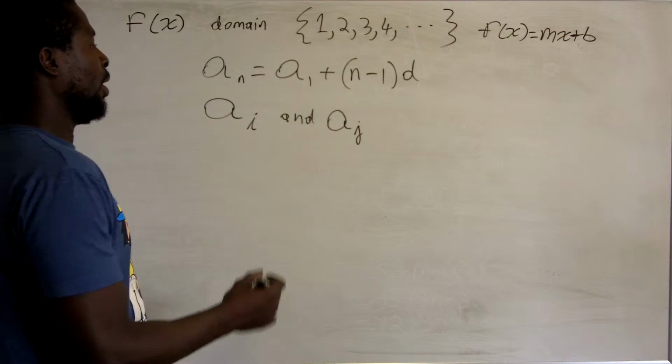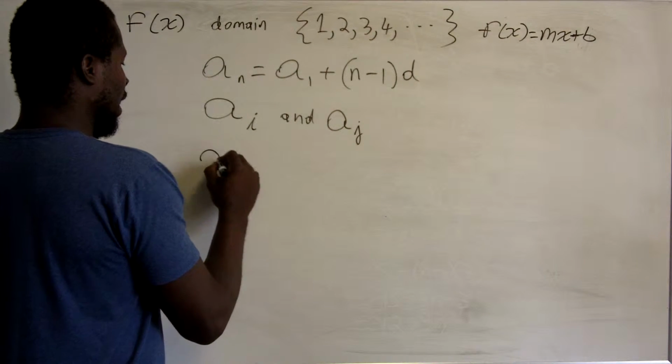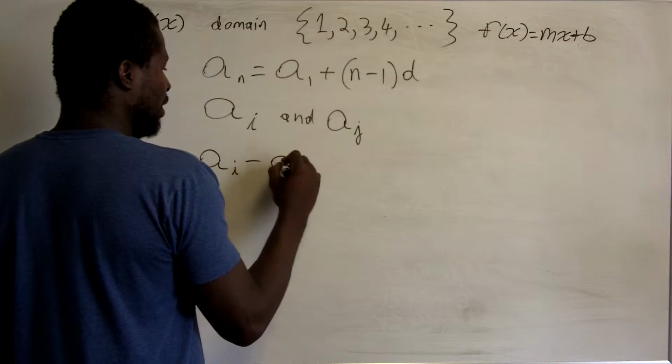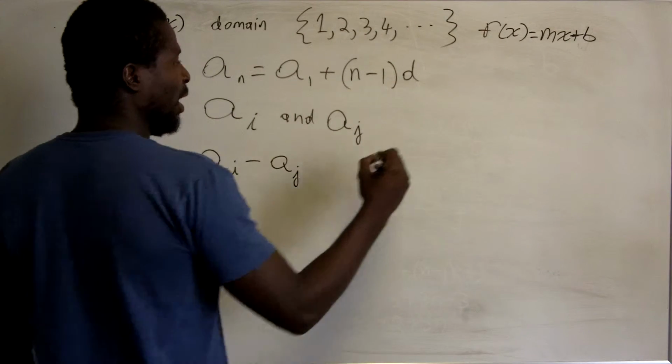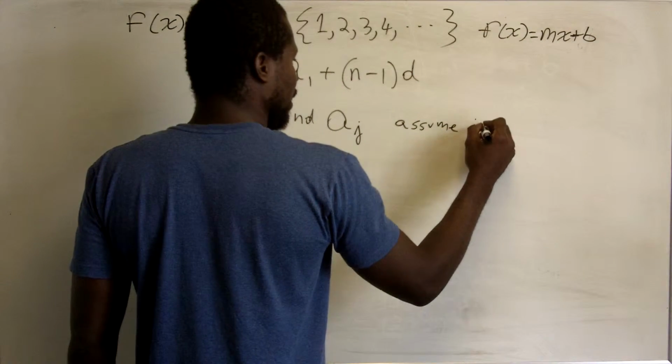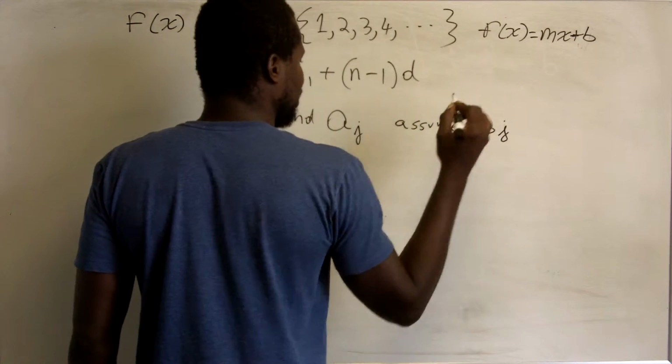So, let's see what happens if we take a i and subtract a j from it, and let's assume that i is the bigger one. i is bigger than j.